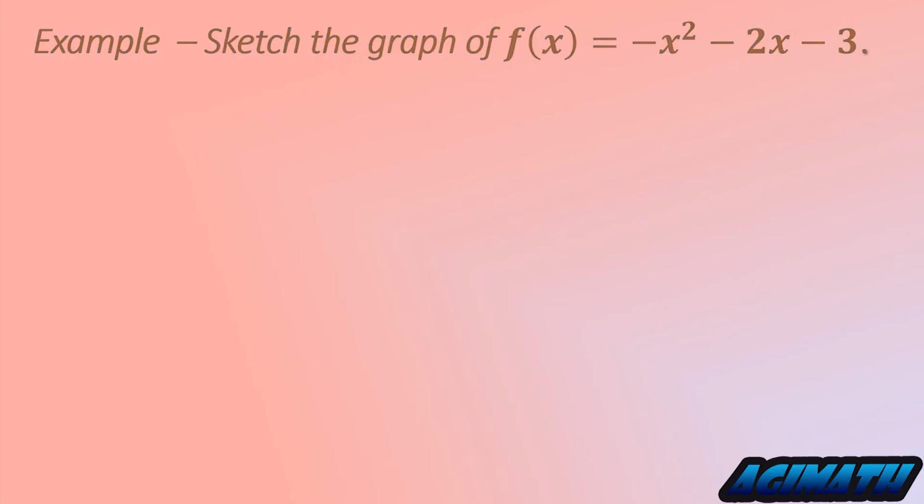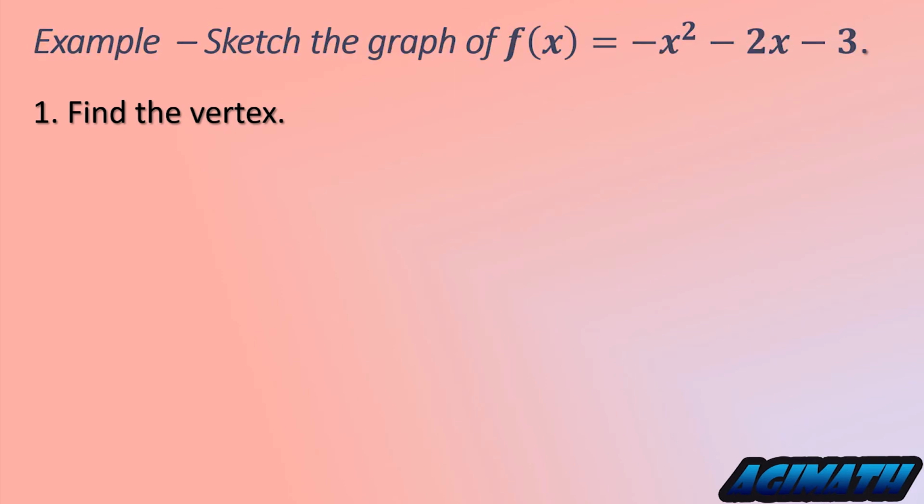Example, sketch the graph of f of x equals negative x squared minus 2x minus 3. So I am just using the word sketch. This is playing safe, because if the drawing will become ugly, then we can say it is just a sketch. Okay, first thing we are going to do, this is my way of graphing a quadratic function. I think this is a comprehensive way, so just observe the example.